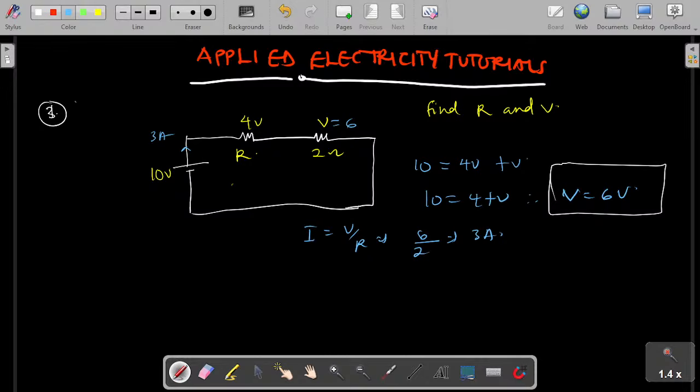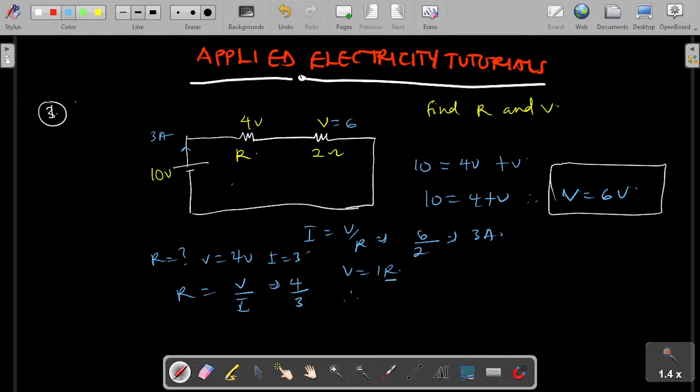Therefore, to find R, I don't know R. My V is equal to 4 volts from this side, and I have my current I equal to 3. Therefore, to find R is simply V over what? I. Is that not it? Because V is equal to IR, so I make R the subject and I get V over I. And my V is 4 over my I, which is 3.